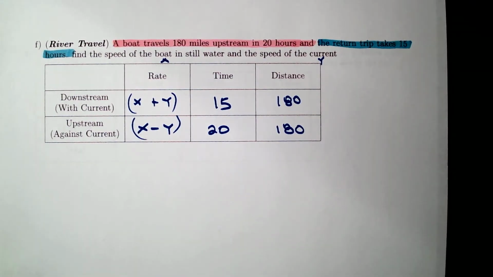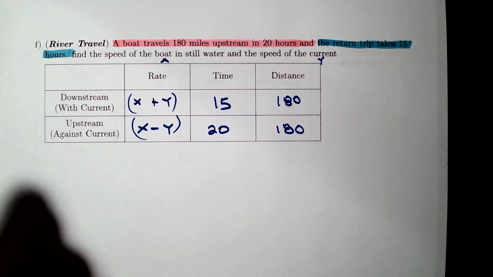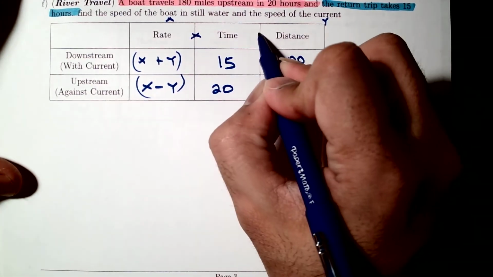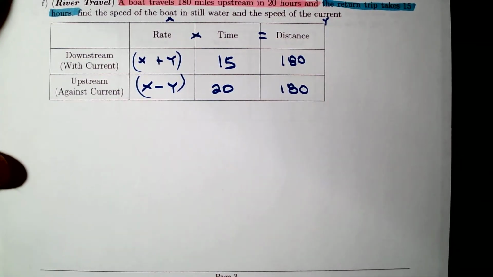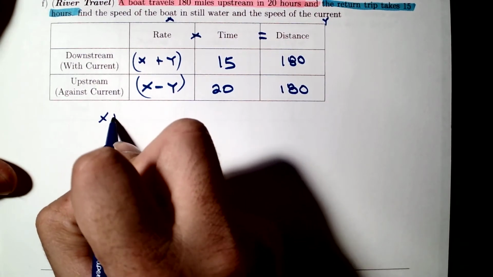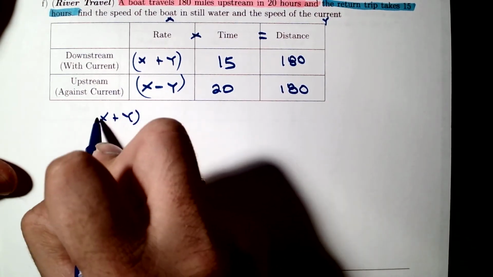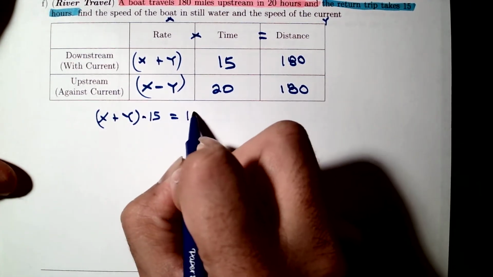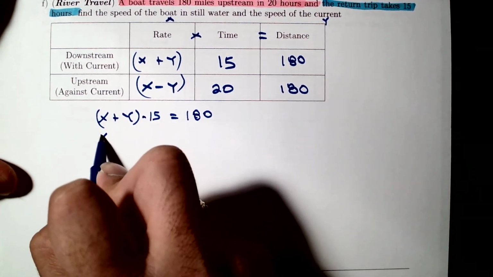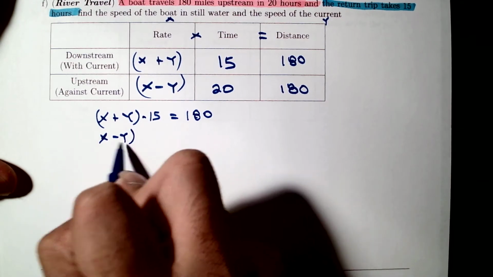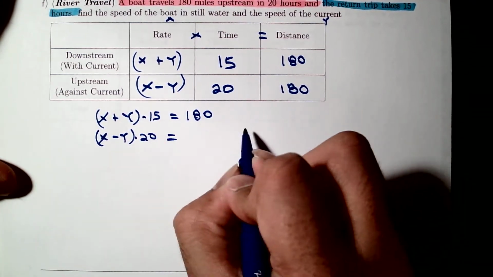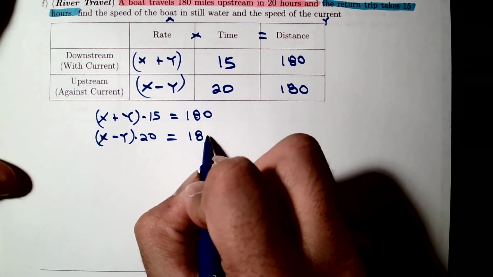So we're going to use the same idea. Rate times time equals distance. So we're going to have x plus y times 15 equals the distance 180, and x minus y times 20 equals 180 as well.